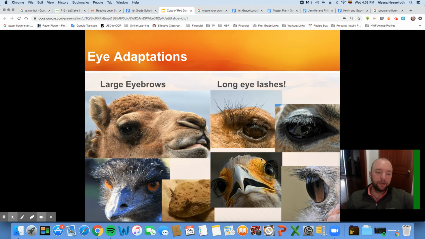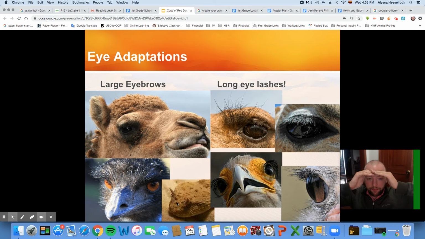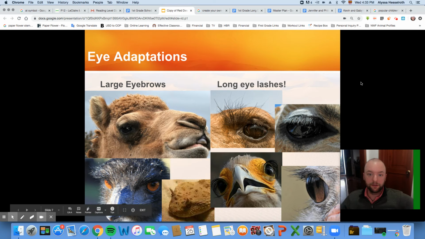The next way that desert animals have adapted is with their eyes. And one thing that they've done is they've grown very large eyebrows that stick out and hang over their eyes. It's kind of like wearing a hat, how humans wear hats over their eyes. So as you can see with the camel and the emu and this horned rattlesnake here, the eyebrows stick out and hang over their eyes, and that protects their eyes from the sun, which is shining all the time in the desert. Another way is with very long eyelashes.